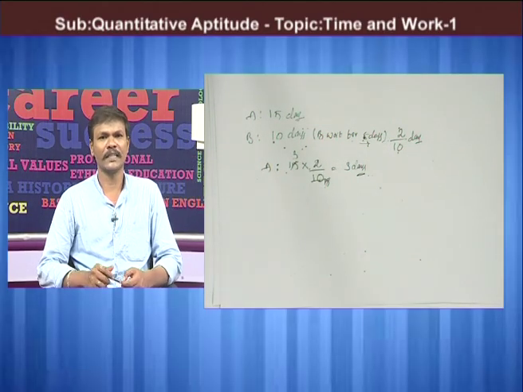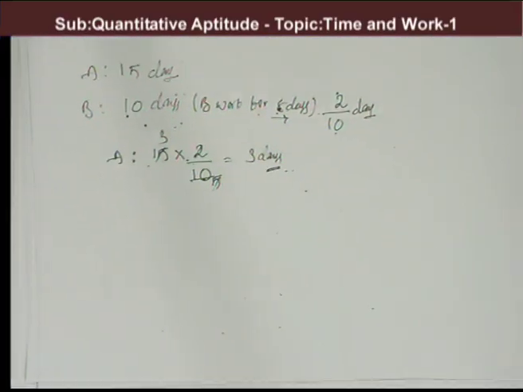So, the concept is, B can do a piece of work in 10 days, but he worked for only 8 days.